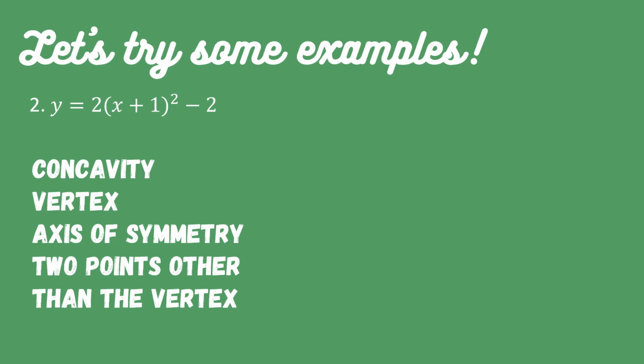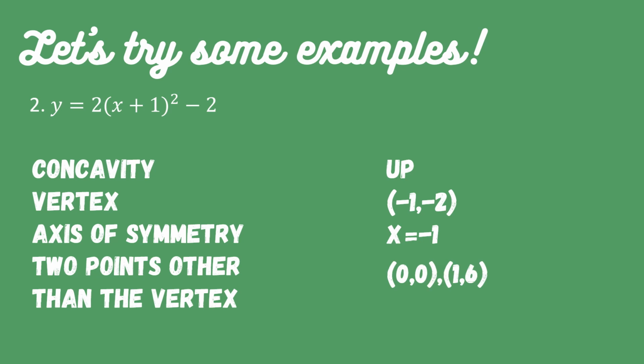Next example, we have y is equal to 2 times x plus 1 squared minus 2. So same thing, positive pa rin po si a. So upward, vertex po niya is si h at si k. So h at k. So since positive si 1 dito, dapat negative ang magiging sagot. So we have negative 1 and negative 2. Axis of symmetry when x is equal to negative 1. Two points other than the vertex, so I chose 0, 0, and 1, 6.